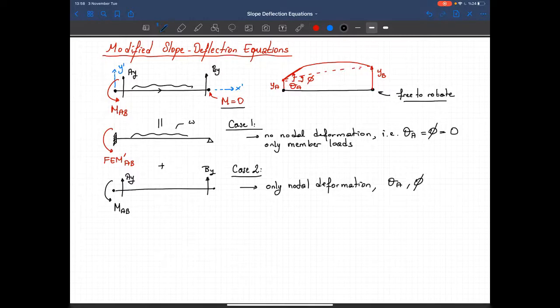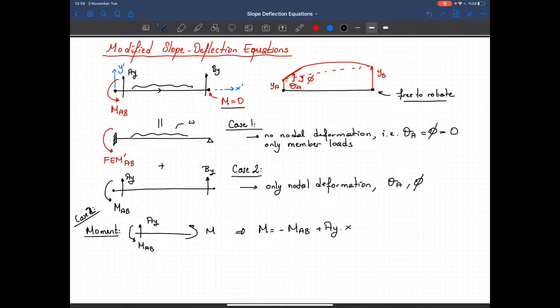So let's do the same approach, right? So moment, I do take a section cut, that's M, that's AY, that's MAB, and I'm working on case 1 right now, sorry, case 2. And the equation for moment is equal to M minus MAB plus AY times X.